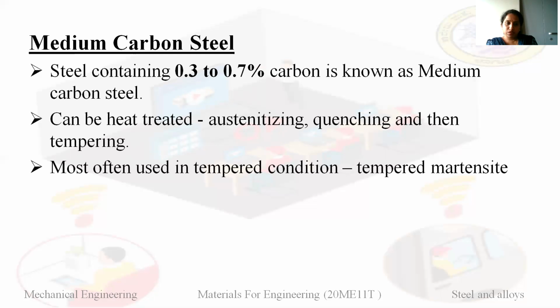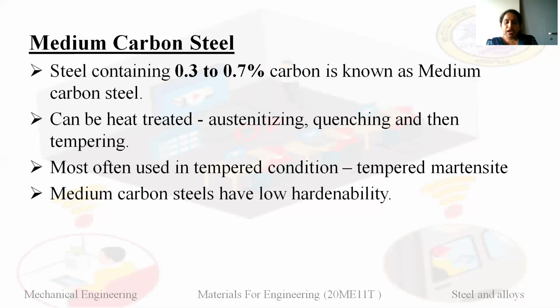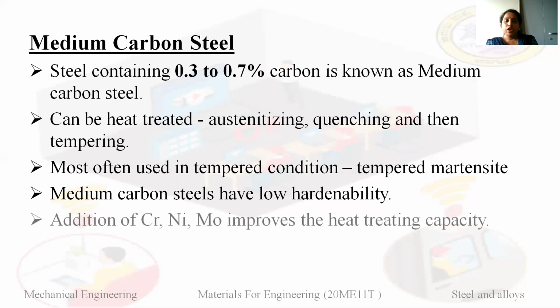You will come to know about heat treatment in the coming chapters. It is mainly done in order to improve the grain structure and in turn improve the material properties of the metal. Most often it is used in tempered condition, as tempered martensite. Medium carbon steels have low hardenability, and the addition of chromium, nickel, and molybdenum improves the heat treating capacity.